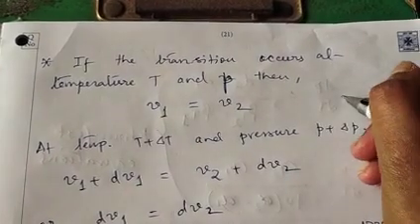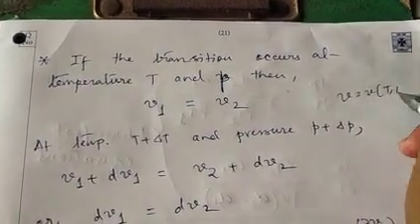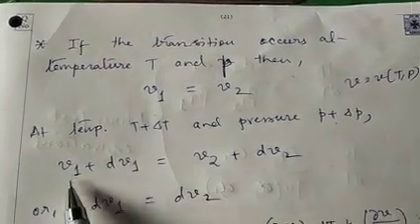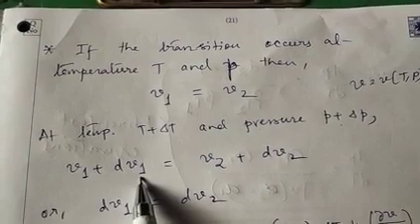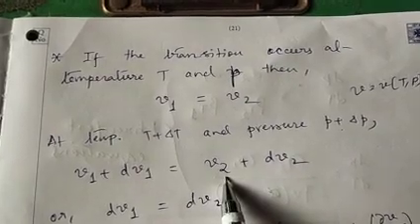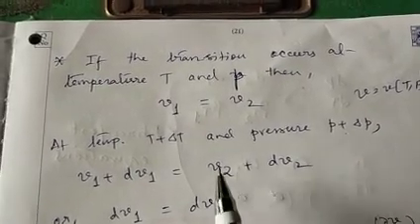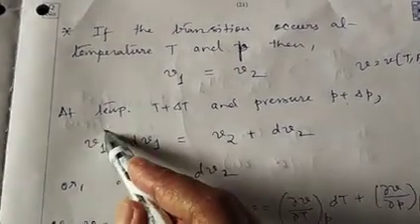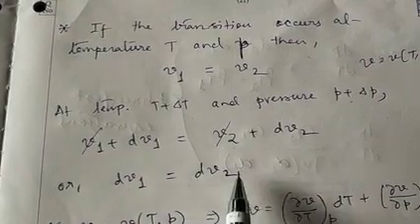Let's say V is a function of temperature and pressure, so at a different temperature and pressure the values will be different. For phase 1 the specific volume is V1 plus dV1, and for phase 2 it is V2 plus dV2, and they are equal. This is the condition of second order phase transition. So we cancel V1 and V2 and we have dV1 equals dV2.